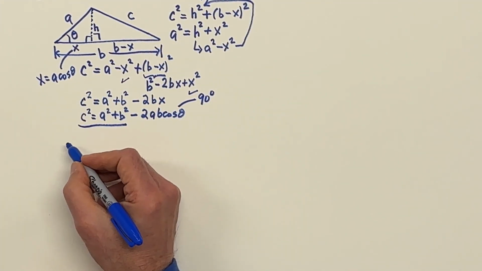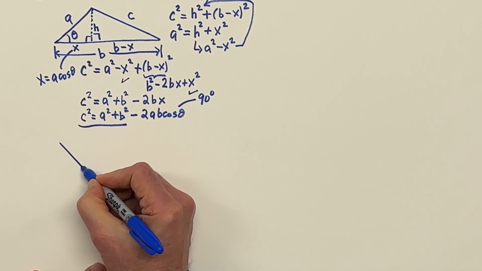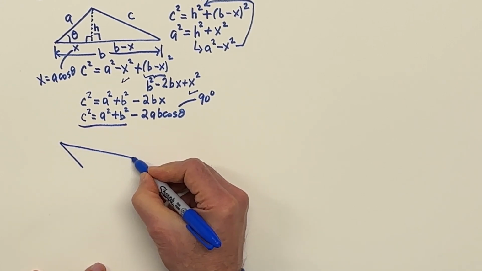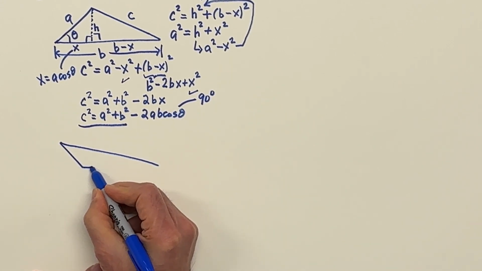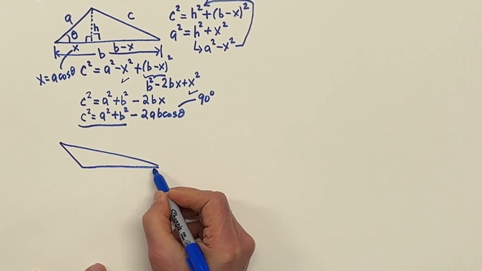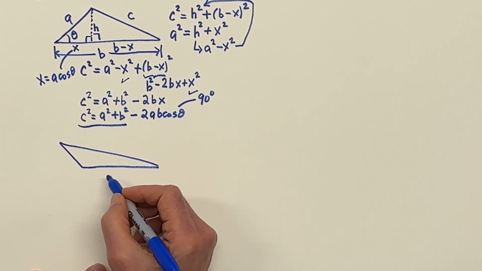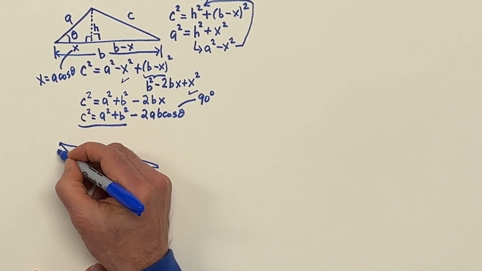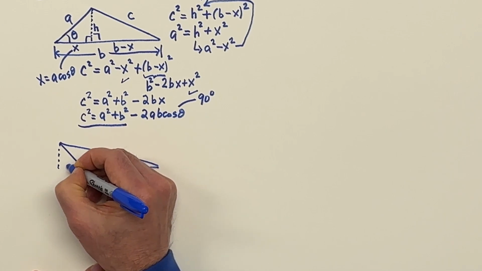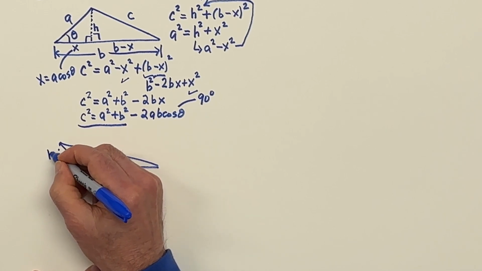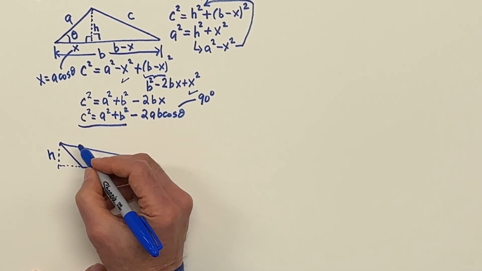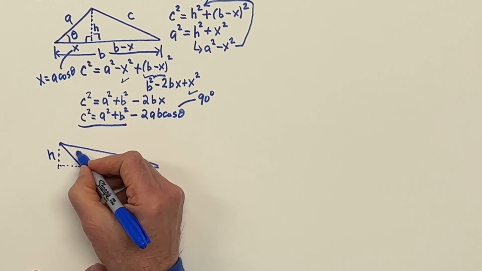But we're not finished yet, because we should consider a triangle that has this angle larger than 90 to have both cases. So I'm going to do dot dot dot here and dot dot dot there, like there. So this is the height H, and this is A again.